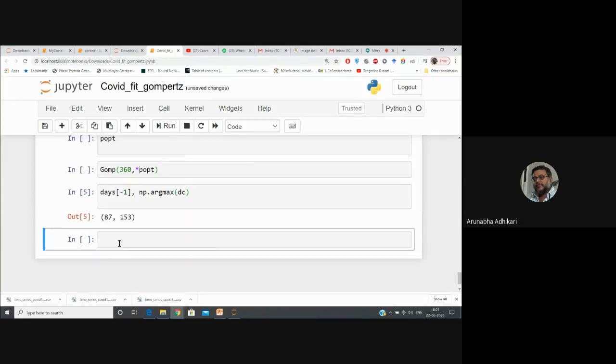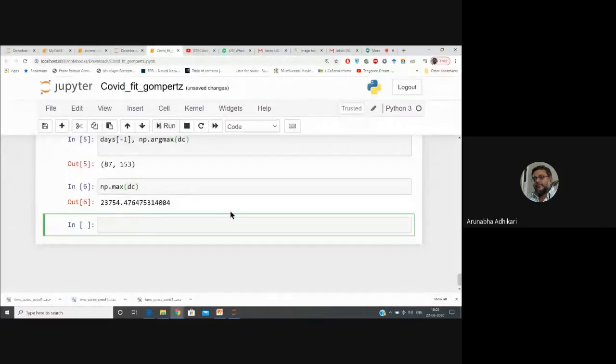And what should be the peak value of the daily new cases according to the Gompertzian fit? This is 23,754. So it's a very bleak situation.